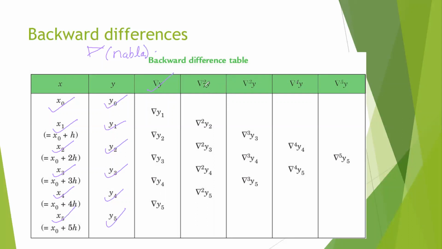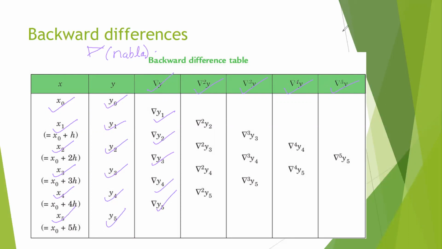The first backward difference is nabla y, then the second backward differences, nabla square y, the third backward differences, nabla cube y, the fourth, nabla power 4 y, and the fifth, nabla power 5 y. What are the first backward differences? They are nabla y1, nabla y2, nabla y3, nabla y4, nabla y5, when we have the y values as y0, y1, y2, y3, y4, and y5.